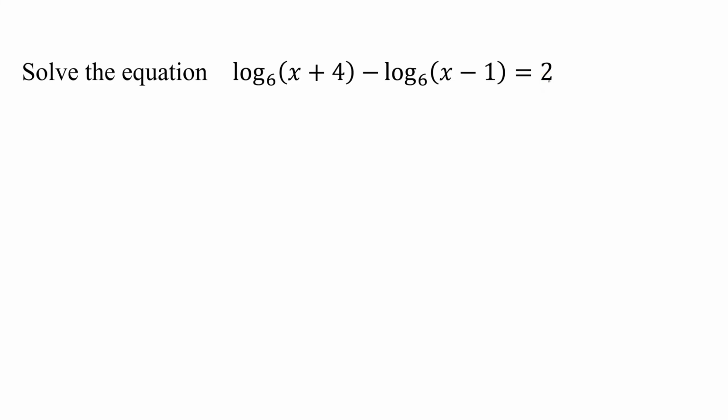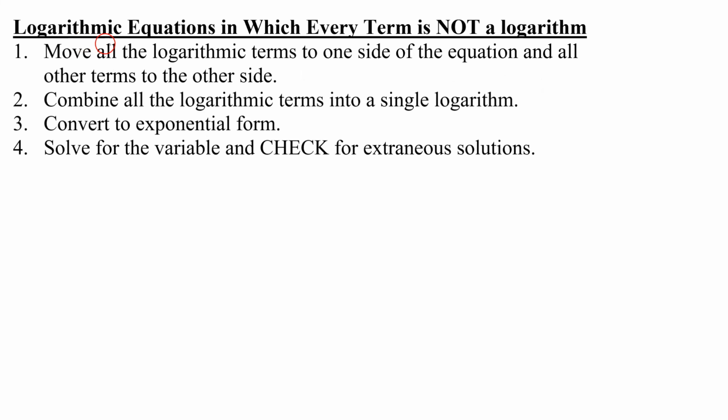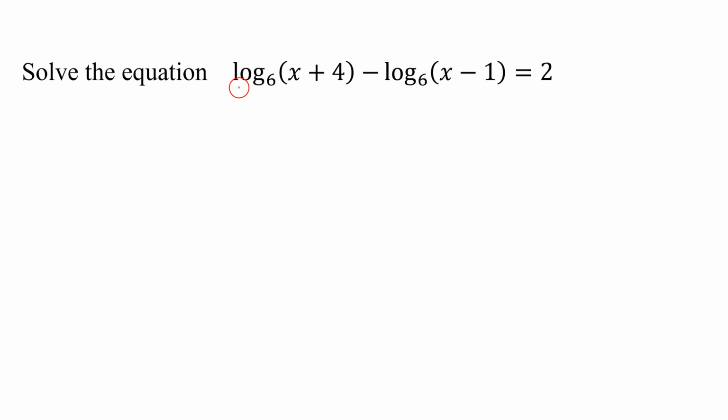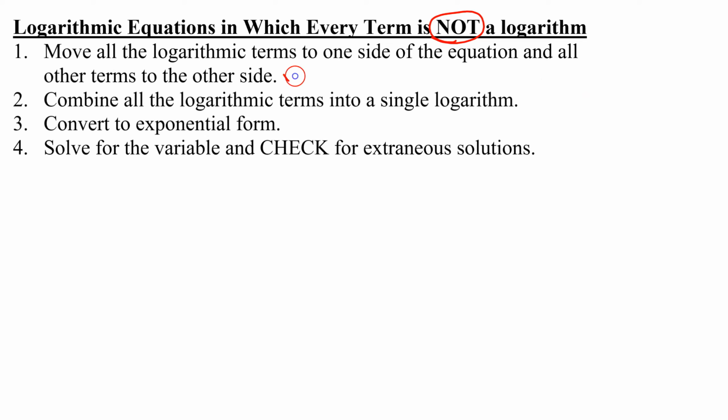So we need to review the steps for solving logarithmic equations in which every term is not a logarithm, because we had that one constant there. So step 1 says move all the logarithmic terms to one side of the equation and all the other terms to the other side. Let's check our equation. Both our logarithms were already on the left-hand side. Our constant was on the right-hand side. So step 1 was already done for us.